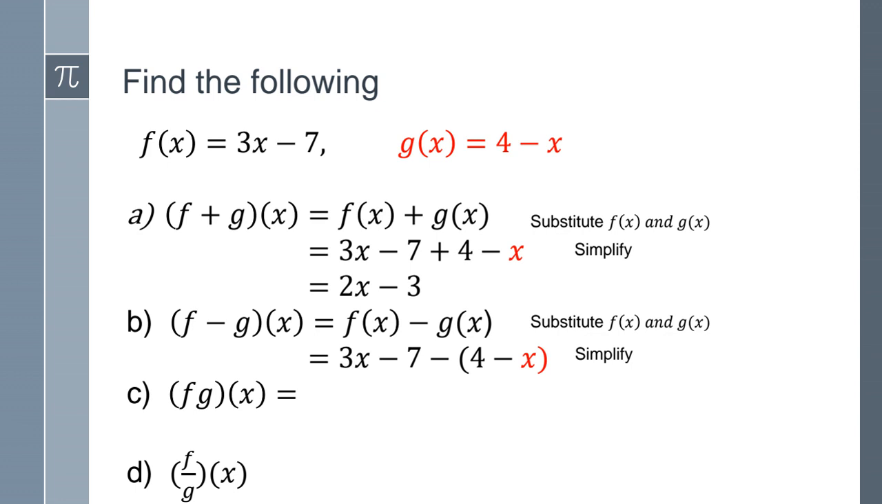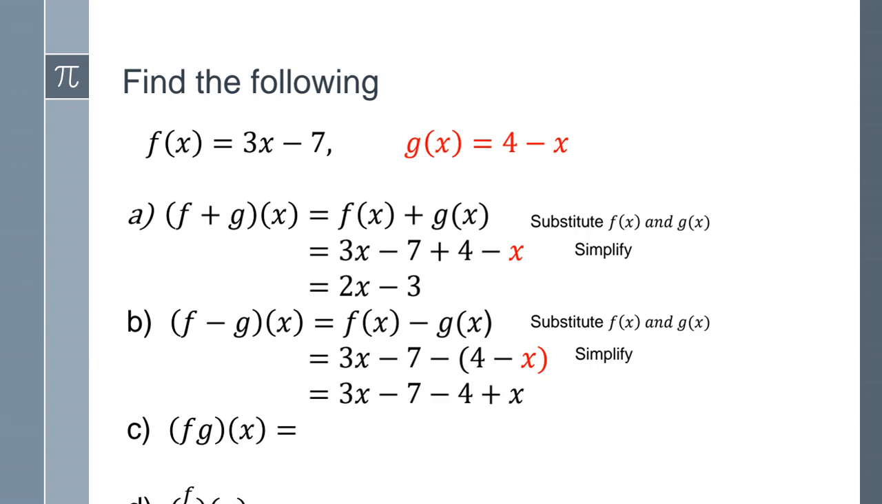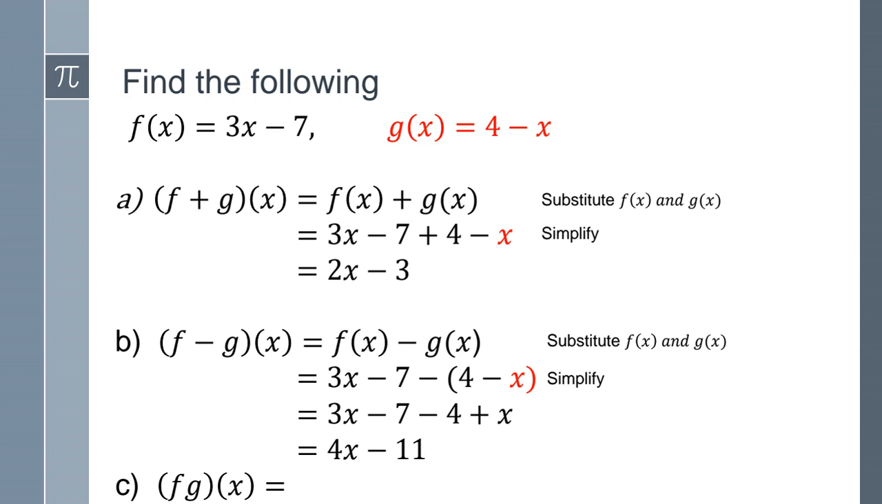To simplify, before I can start combining like terms, I need to distribute this negative symbol, or you can think of it as a negative 1 out here. When I do that, a negative times a positive 4 will give me a negative 4. A negative with a negative is going to give me a positive, so that's going to give me positive x. So now I can combine like terms. I have a 3x with an x, that's going to give me 4x. And then I have a negative 7 with a negative 4. Since they have the same sign, I'm going to add and keep the sign. 7 plus 4 is 11, and they were both negative, so it's negative 11. So the answer of the subtraction of these two functions is 4x minus 11.